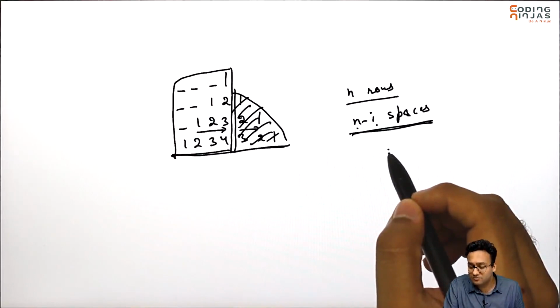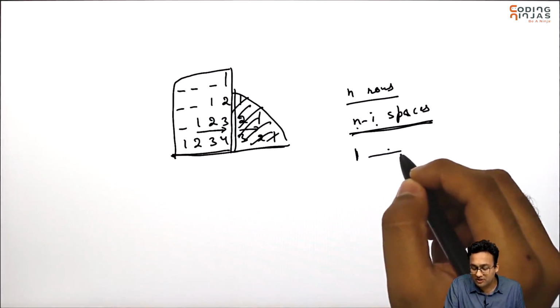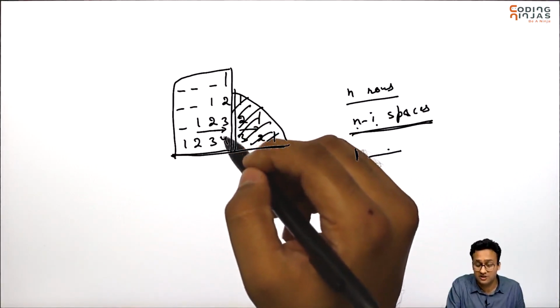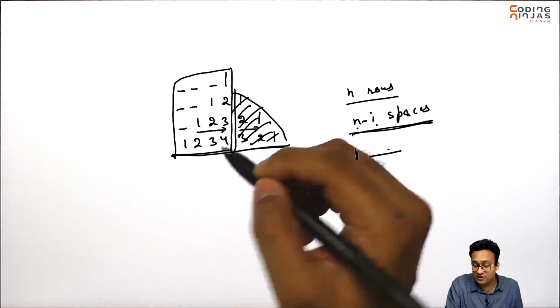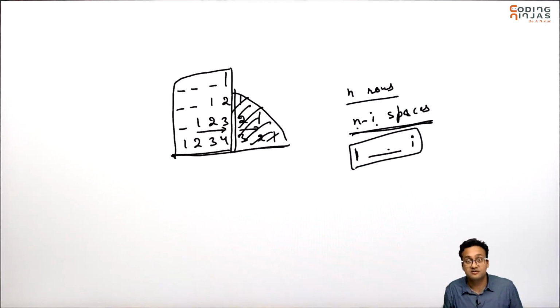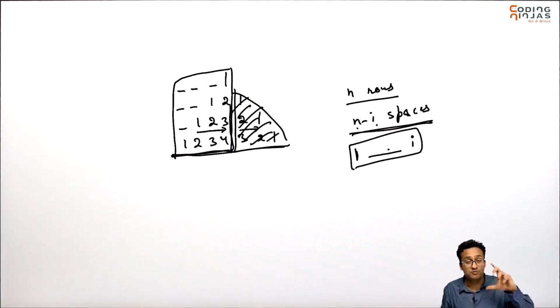From where to where? Numbers starting from 1 going till: first row goes till 1, second row goes till 2, third row goes till 3, fourth row goes till 4. So 1, 2, I. That's it. That's what you need for this part of the pattern. So we'll have a loop for number of rows. Within the loop, for each row, what you need to do is print n minus I spaces and print numbers from 1 to I. Very straightforward, right?